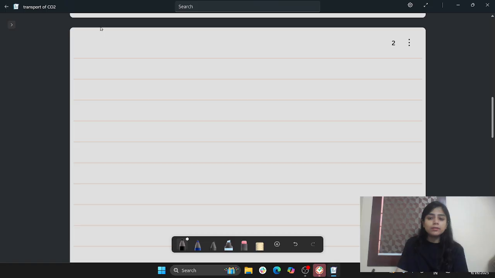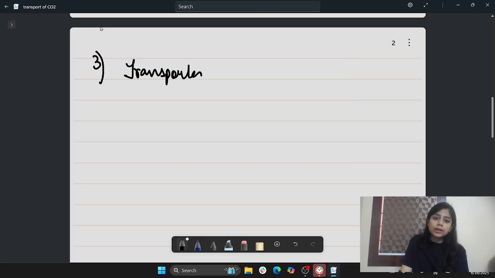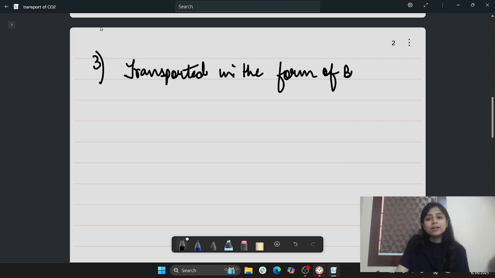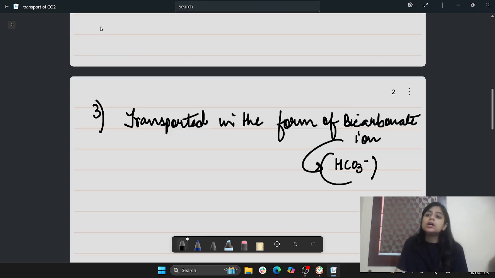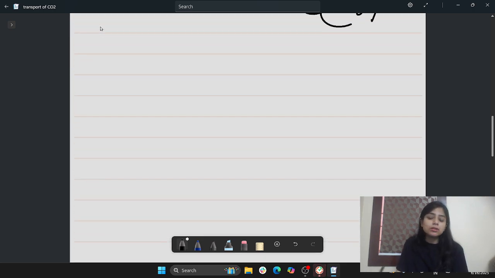Let's move ahead. Number three, it is transported in the form of bicarbonate ion. Bicarbonate ion, what does it say? It is the HCO3 minus ion. This is called a bicarbonate ion. So let's see what happens here.